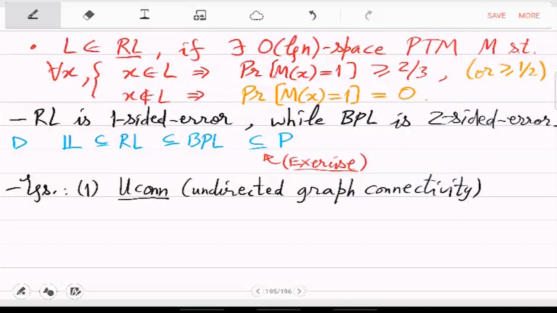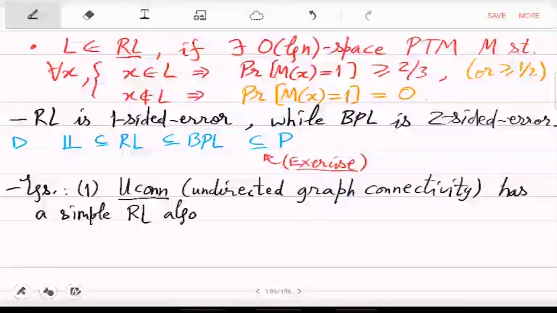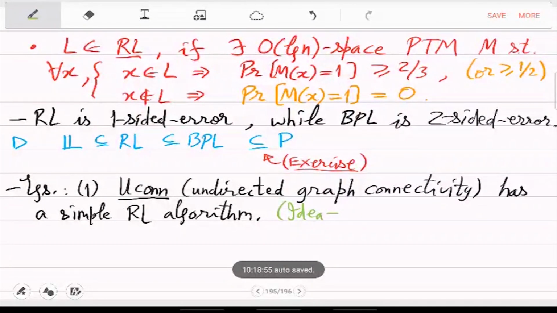So believe it or not, this can also be done in log space if you have random bits. So this has a simple RL algorithm. So the idea is that you pick random neighbors and do a random walk.